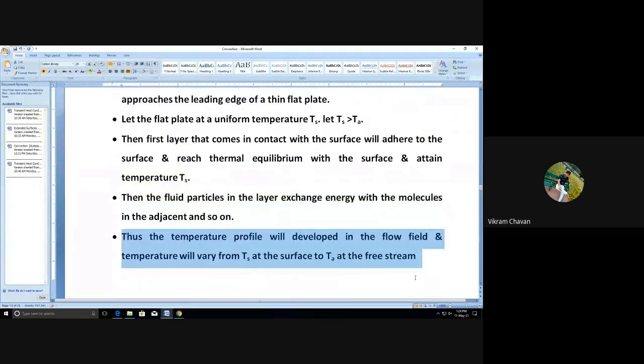Thus, the temperature profile will develop in the flow field, and temperature will vary from T suffix s at the surface to T suffix a at the free stream.